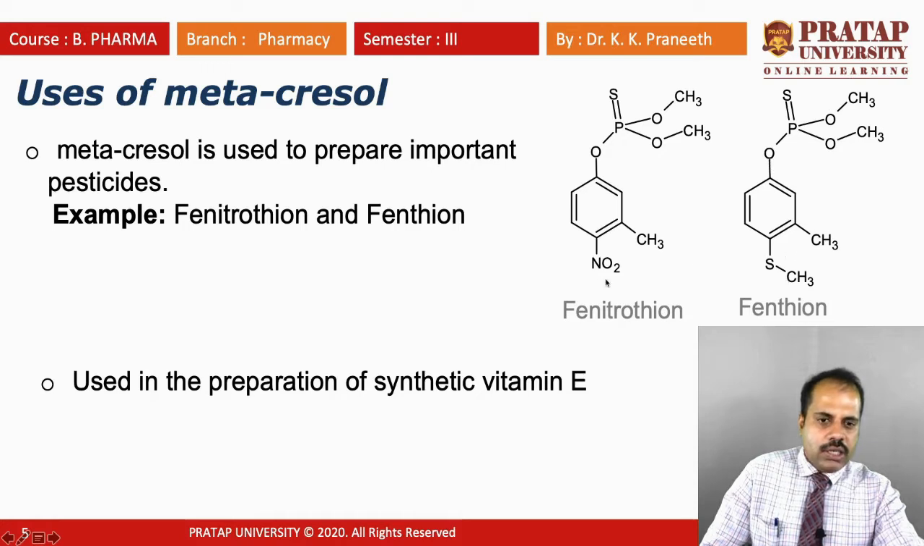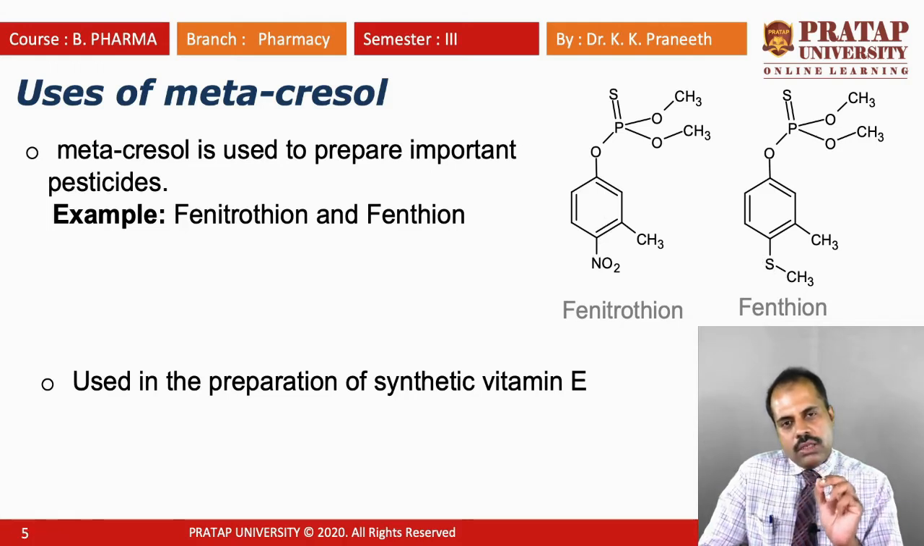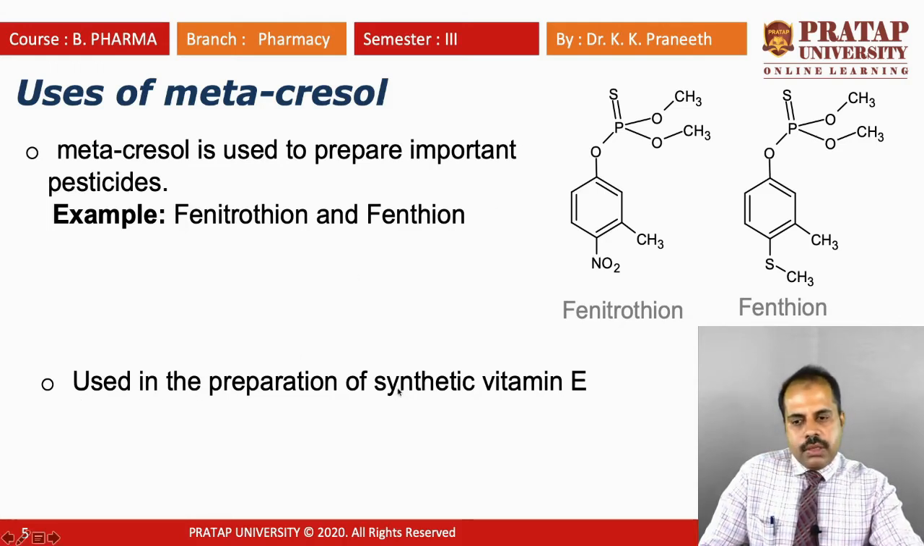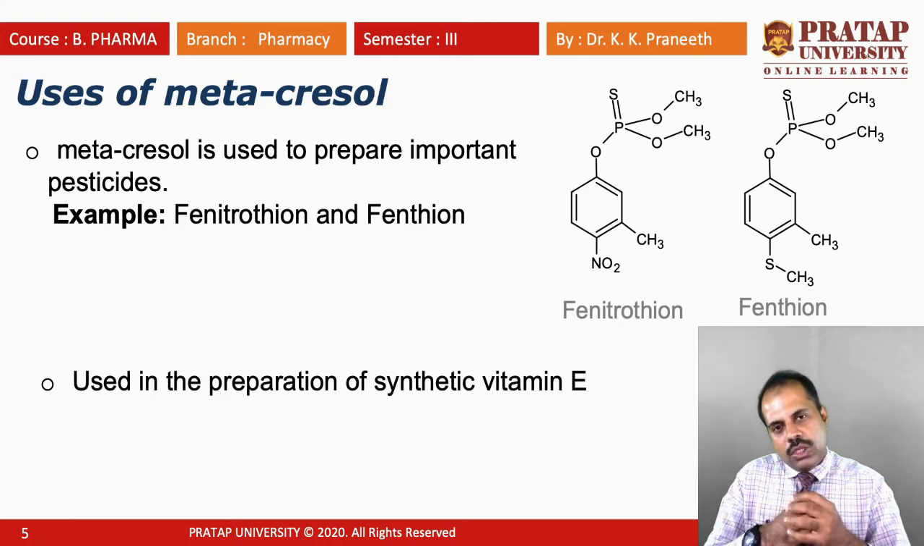The only difference is that instead of a nitro group, we have this thiol, right? Methyl thiol, CH3, yes, methyl thiol is present. This is the structure of fenitrothion and fenthion, used as pesticides, which are prepared from metacresol. The next example is that metacresol is used to prepare synthetic vitamin E, because vitamin E is available naturally.